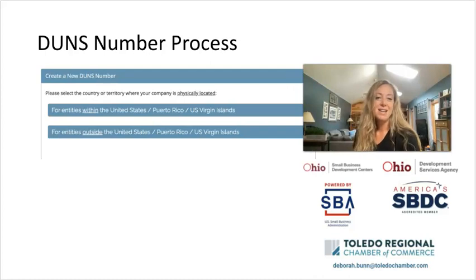By selecting that, you have two choices. You can either say you're within the United States, Puerto Rico, or the U.S. Virgin Islands, or you're outside of that. Remember, it is a global data system.